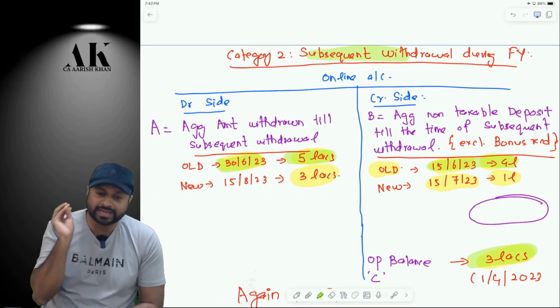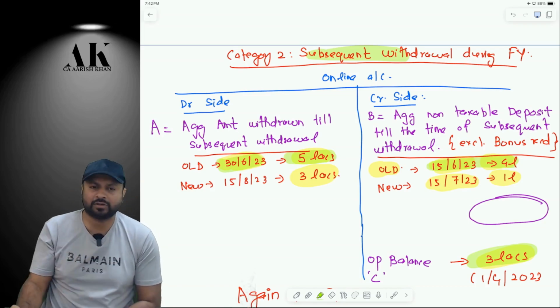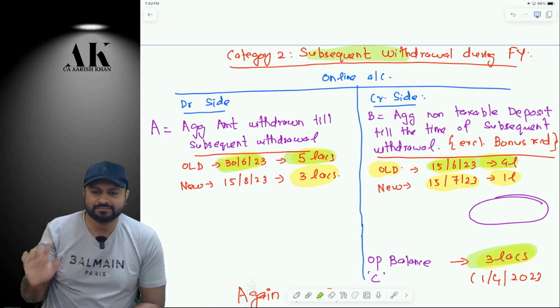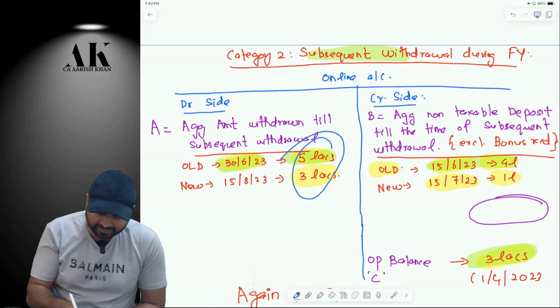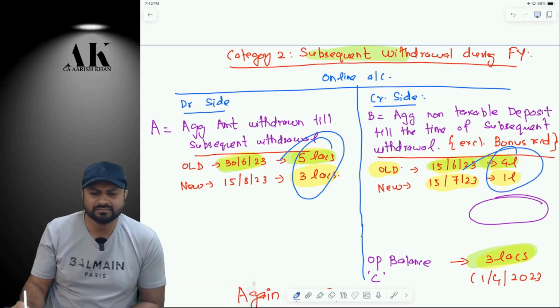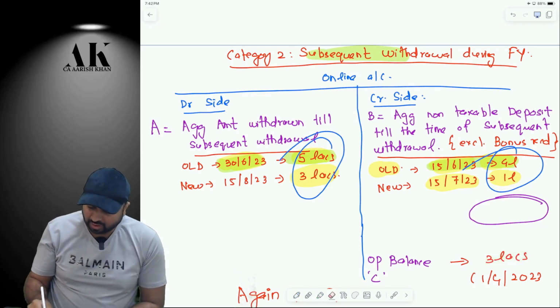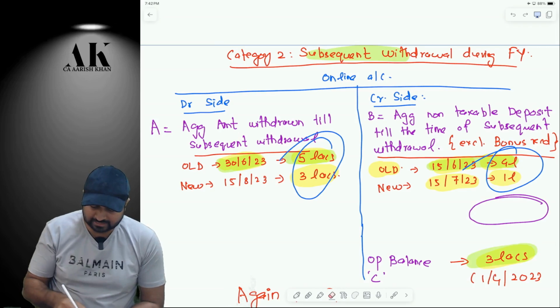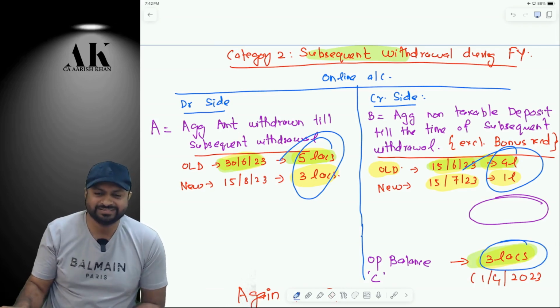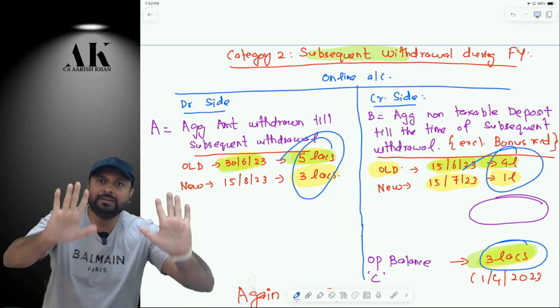B is non-taxable deposit. Aggregate non-taxable deposit. How much? 5 lakh rupees. Correct? 4 lakh plus 1 lakh. This is your aggregate withdrawal, and this is your aggregate deposit. Correct or not? And then your opening balance will always be the opening balance. There is nothing like an aggregate opening balance. Are you clear? So A is done, B is done, C is done.